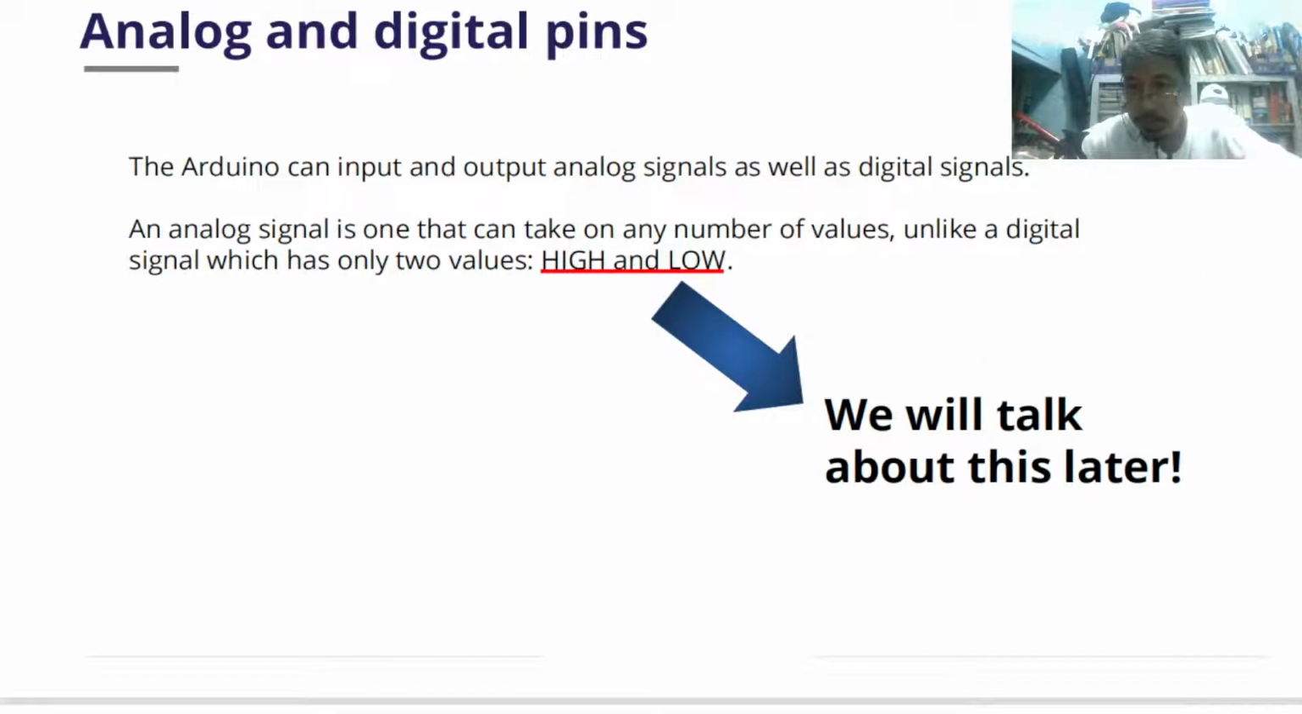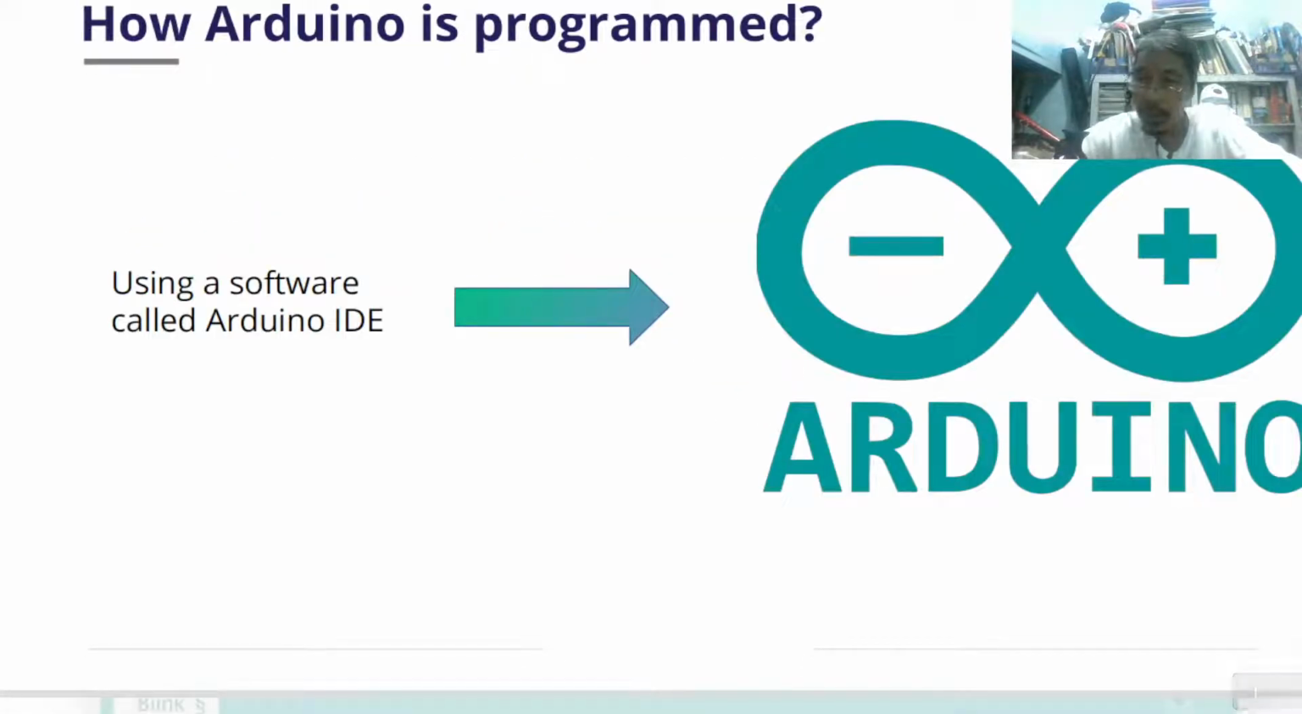so we have the analog and digital pins. Okay. Arduino can input and output analog signals as well. So there are 6 analog signal input. Okay. And there are about 23 digital I/Os. Okay. So how is Arduino programmed?